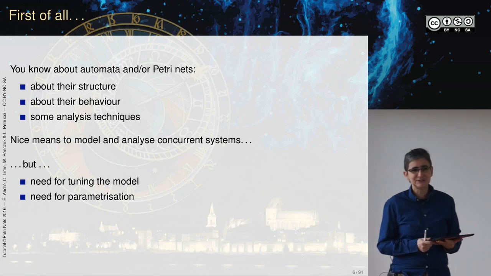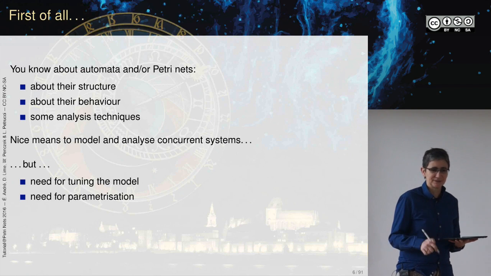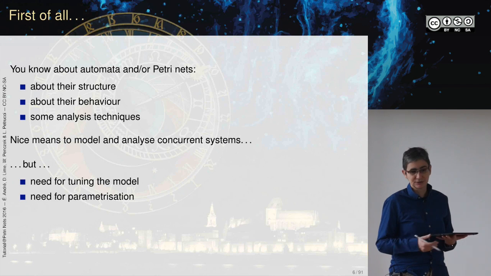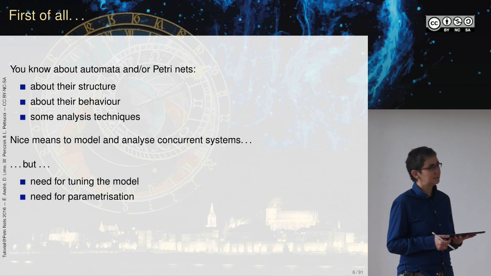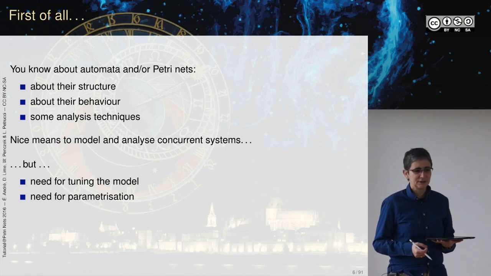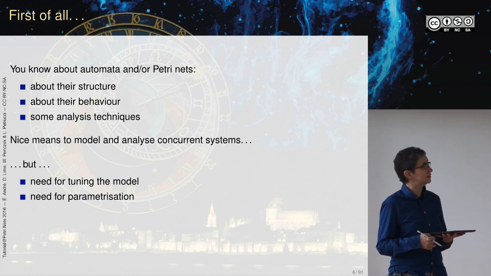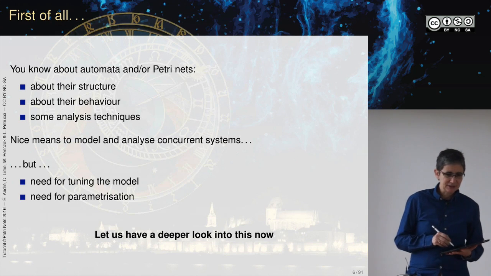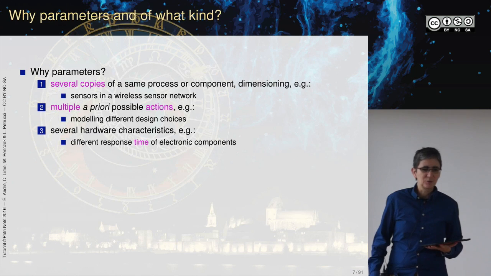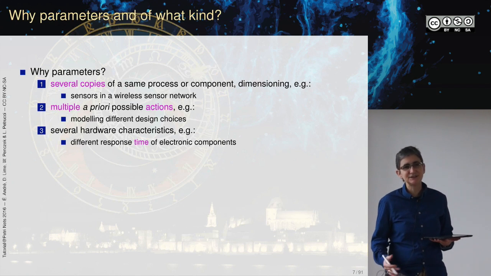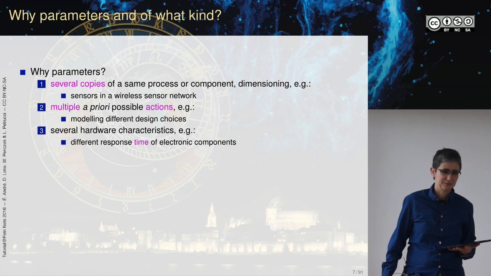it's nice to use these models, these formalisms, to make models of systems and to analyze concurrent systems, but sometimes you need to have a bit more in order to tune the model, or you need to parameterize the model. So how can we do that? Why do we use parameters? Here are a few examples of cases where you are interested in parameters.